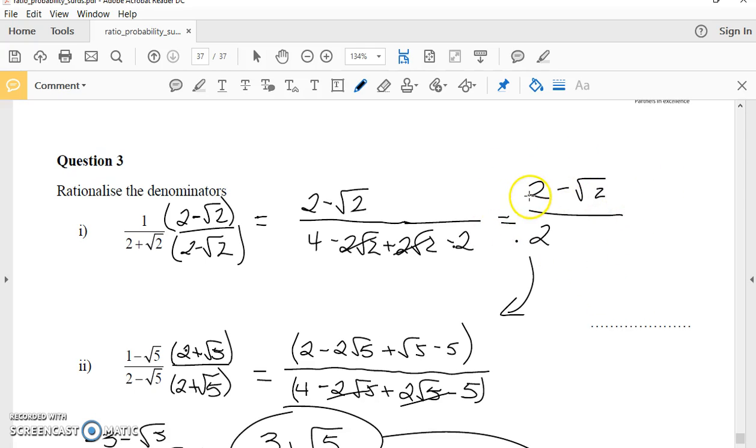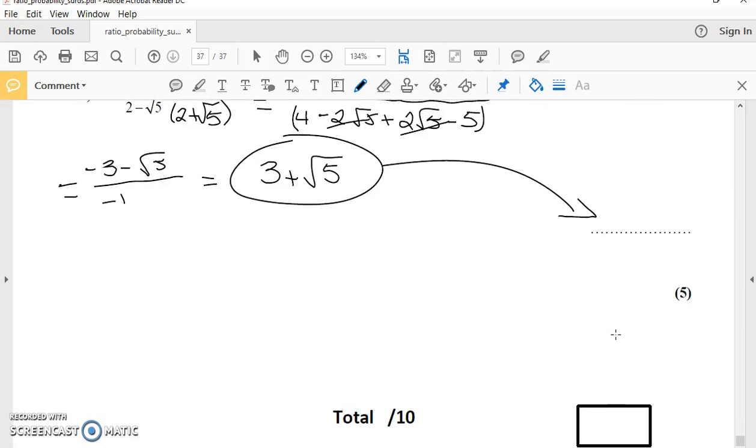Now, I can't simplify that because if I were to do 2 over 2, I would have to factor out a 2. What I can do is break up this fraction so that I've got 2 over 2 minus root 2 over 2, and that leaves me with 1 minus root 2 over 2. Okay?